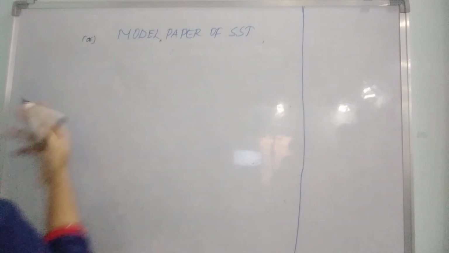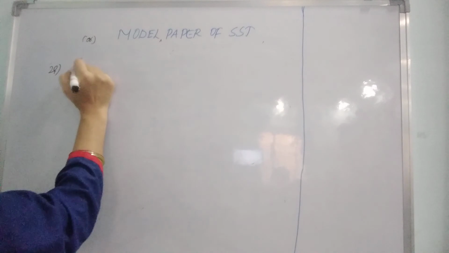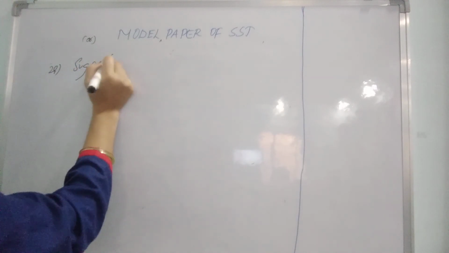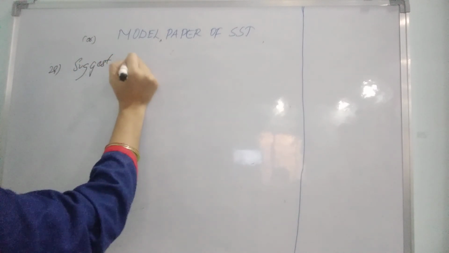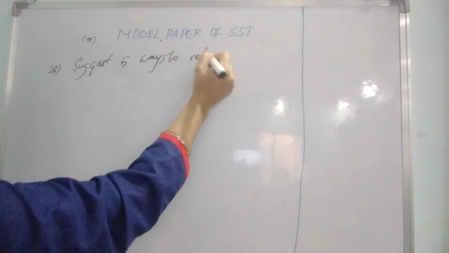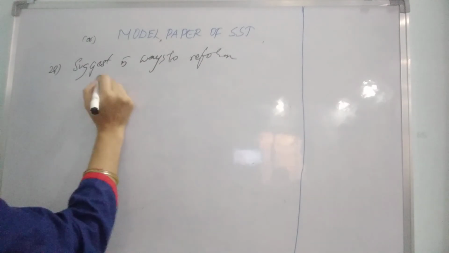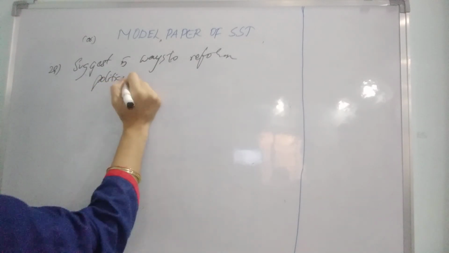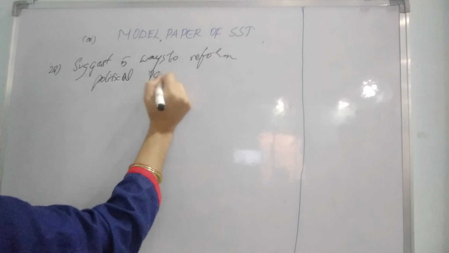And 29th question is, suggest and explain 5 ways to reform political parties in India.